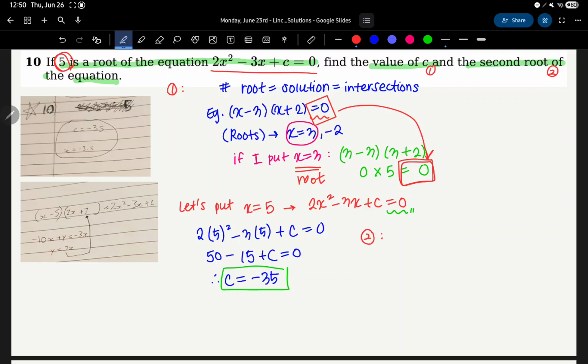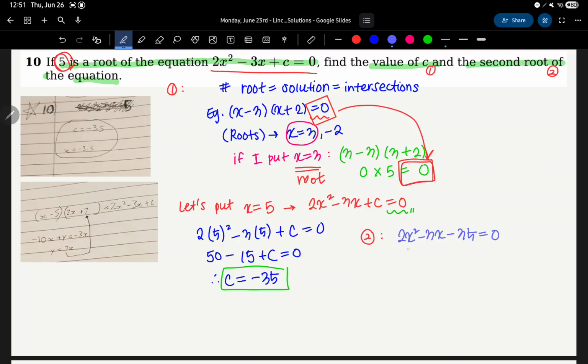For the second part, what is the question? It asks for the second root of the equation. Since we know the constant c, let's rewrite the equation so that it's clearer for us. It's going to look like 2x squared minus 3x minus 35 is equal to 0. That is the original equation. We need to get the second root. How do we do that? We can factorize this quadratic equation to get the two different roots, and we can cancel out the 5 because we already know that, and we can find out the second root.